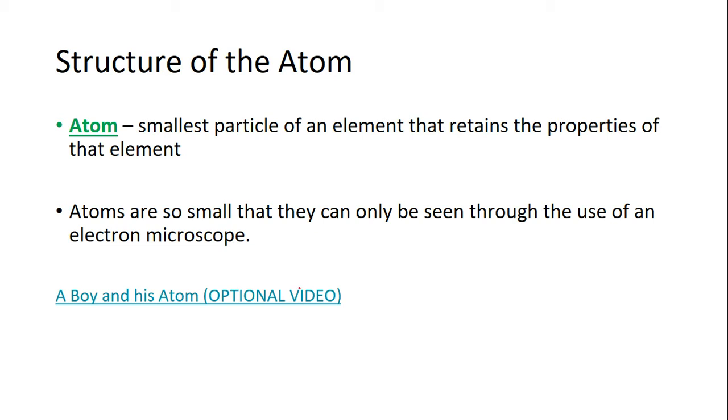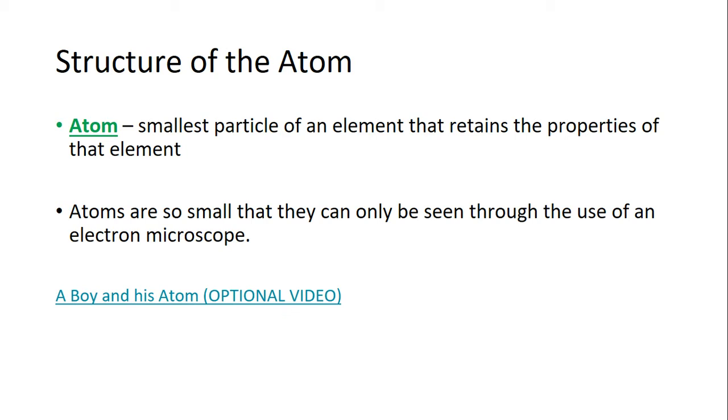Atoms are so very, very small that you can only really see them through the lens of a scanning electron microscope, which is very different from the light microscopes you must have used last year in biology, which depend on passing light through some sample to look at it. You can't do that with atoms. Scanning electron microscopes actually just interact with the charge of an atom, and that's how we can get an idea of what an atom looks like.